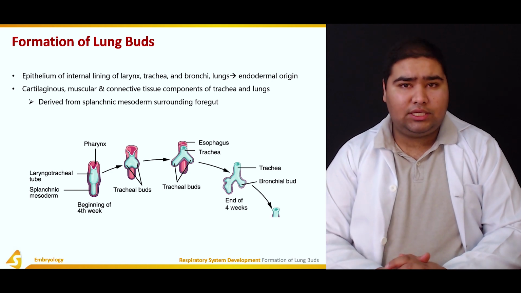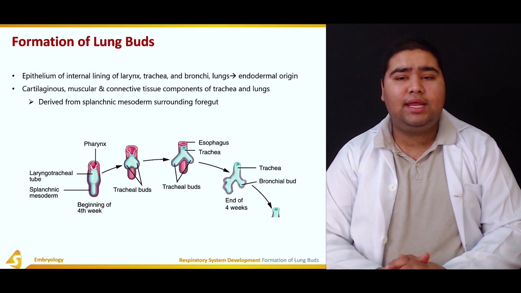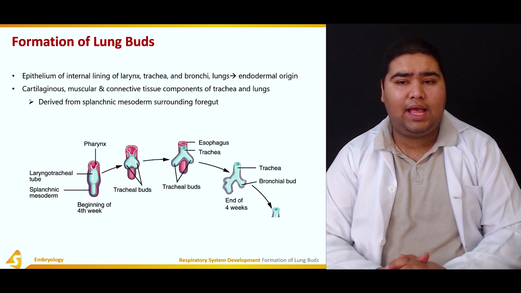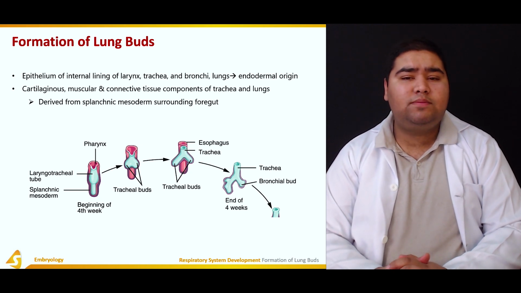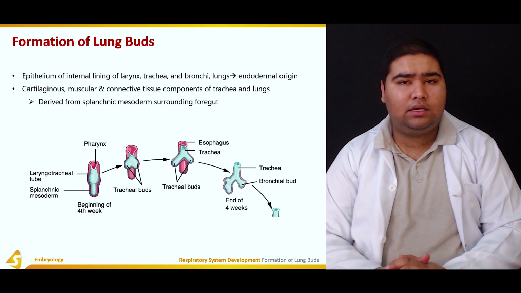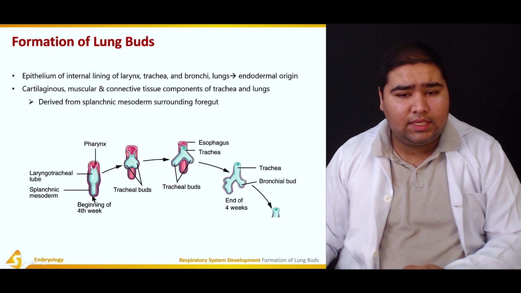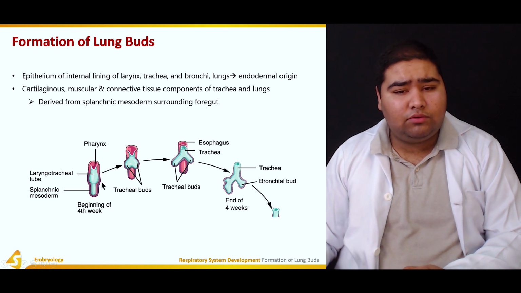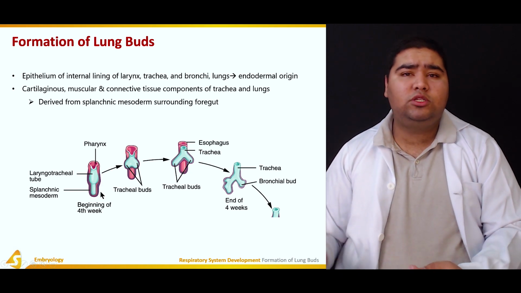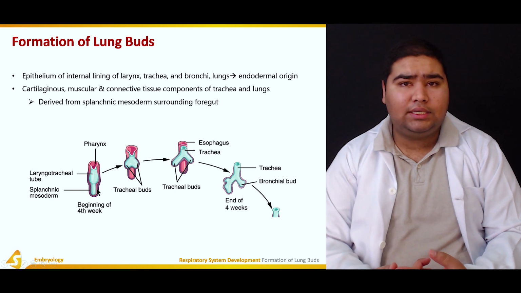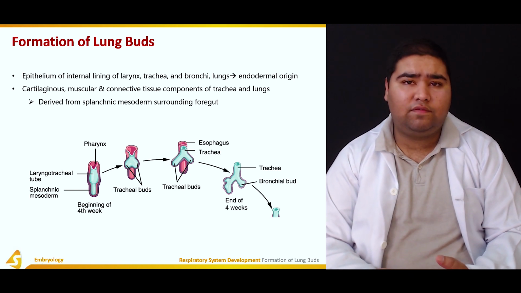However, the cartilaginous, the muscular, and the connective tissue components of the trachea and the lungs are derived from the splanchnic mesoderm that surrounds the foregut. This is the splanchnic mesoderm, this in brown. This is surrounding the foregut, and this is responsible for the production of cartilage, the muscle, and the connective tissue.